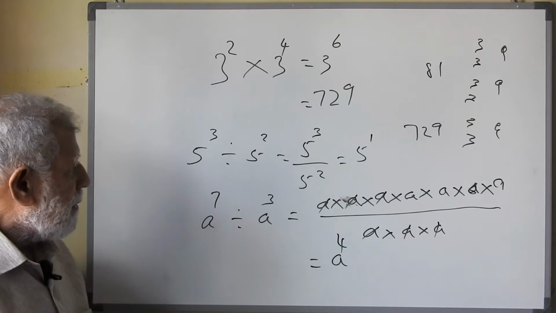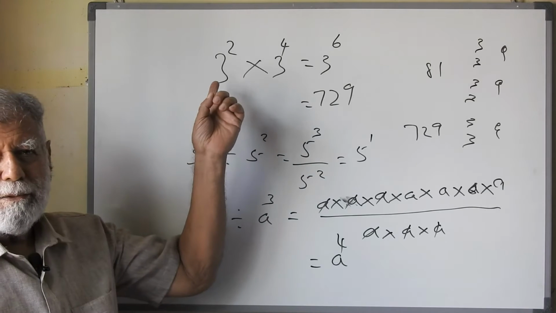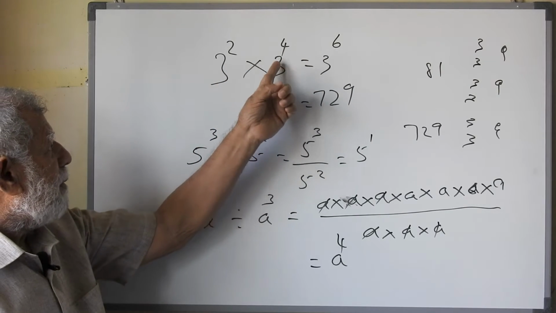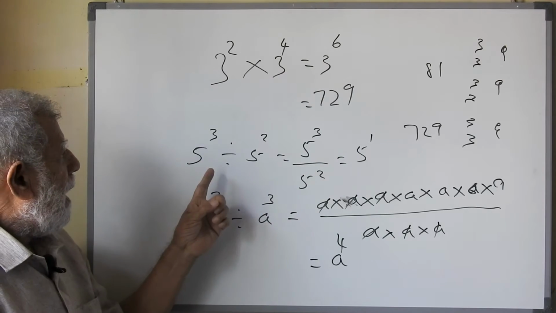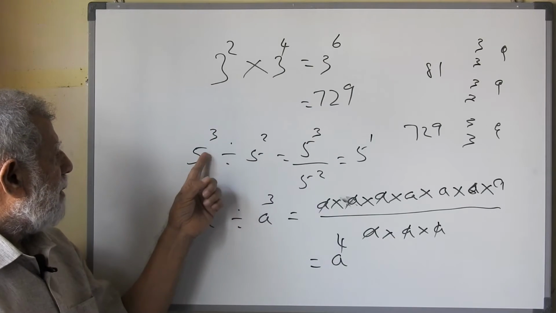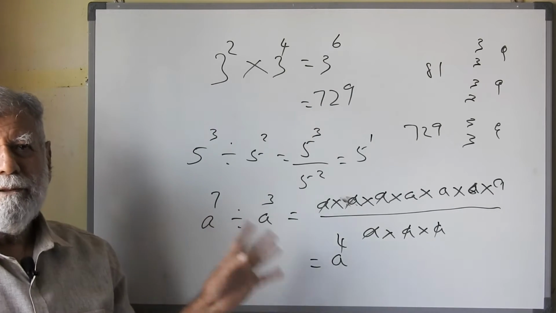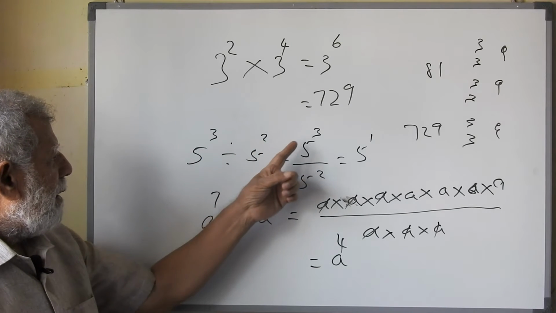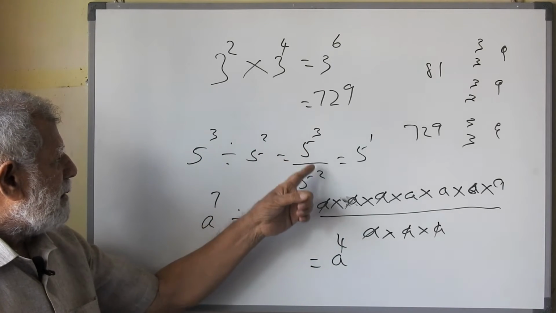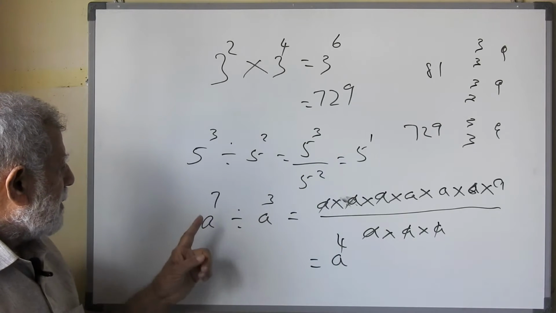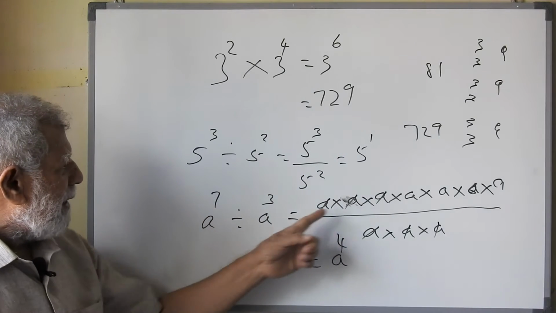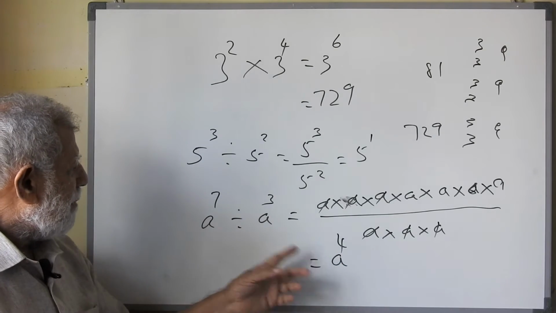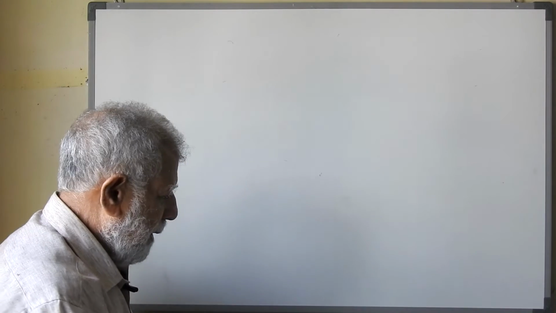So the rule is like this. When you are multiplying, children, we add the powers. So here 3 squared into 3 to the power of 4 is 3 to the power of 6. Here we can find the value. Here also 5 to the power of 3 divided by 5 to the power of 2: when we are dividing, we subtract the powers, 3 take away 2 is 1. Here 8 to the power of 7 by 8 to the power of 3, we can write it like this and find the answer. So it comes to 8 to the power of 4, 7 minus 3, 4. We will take some more sums.